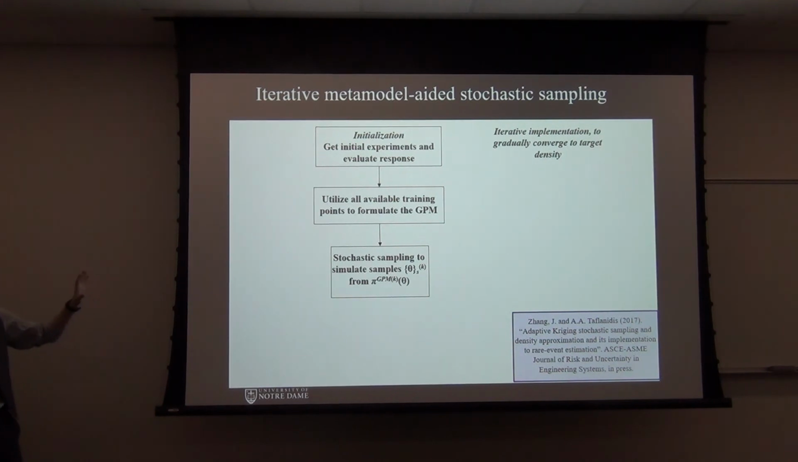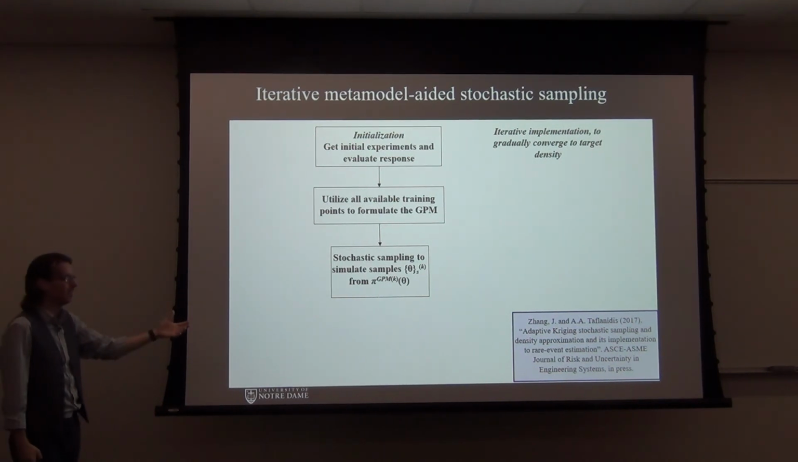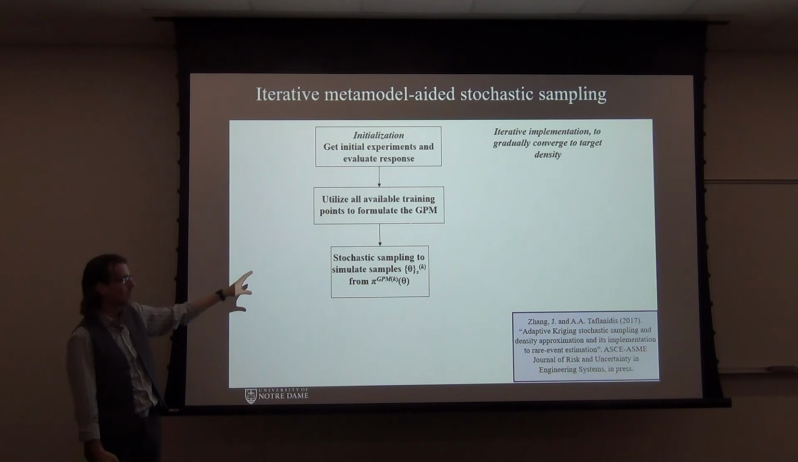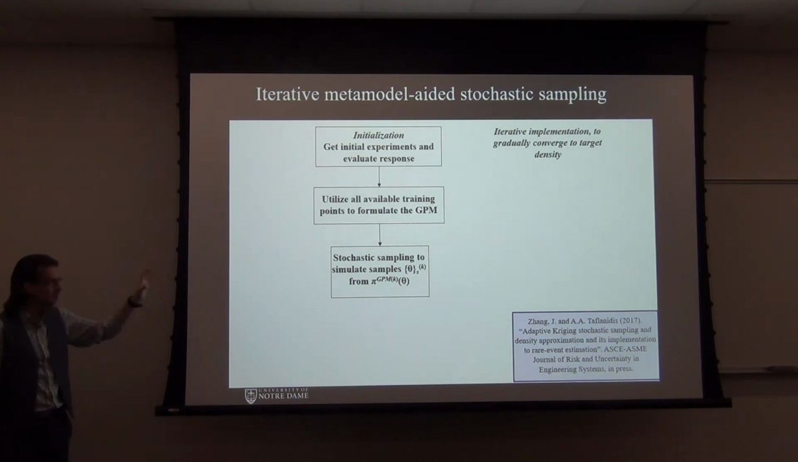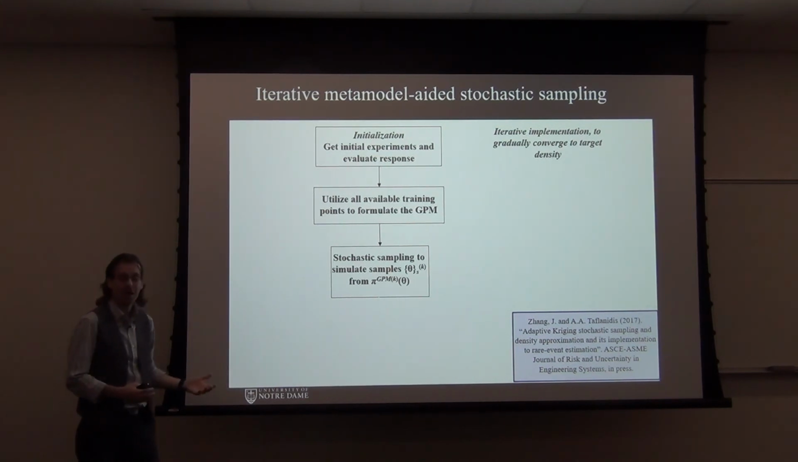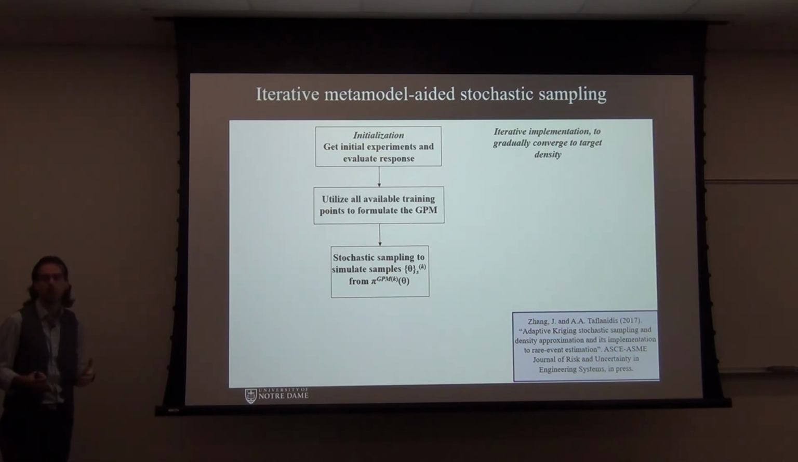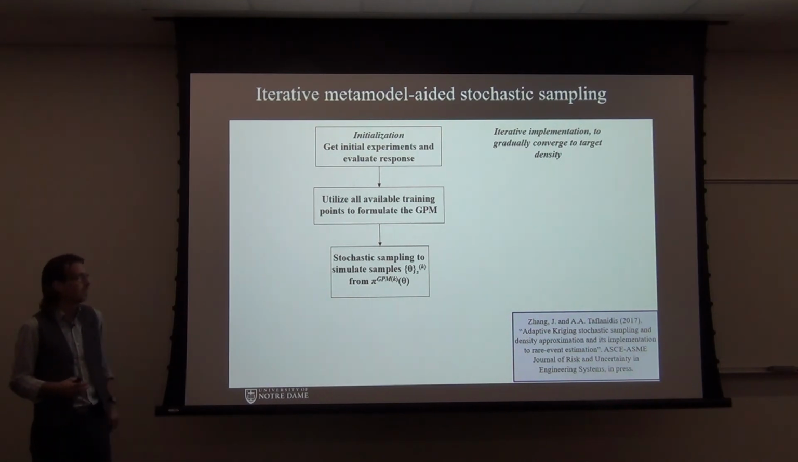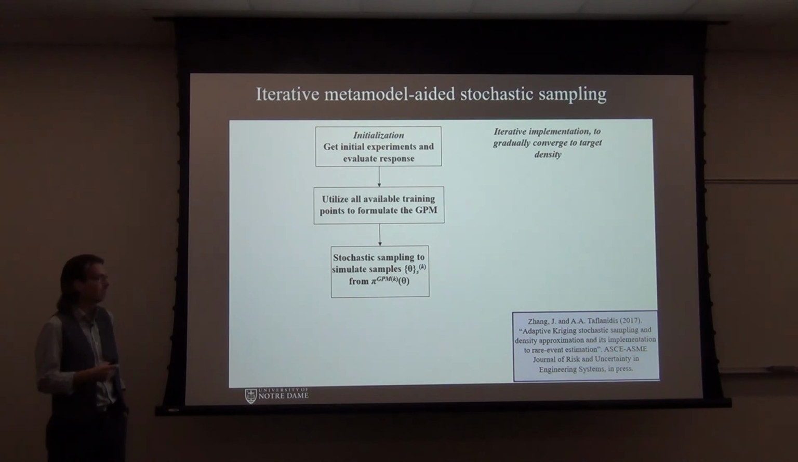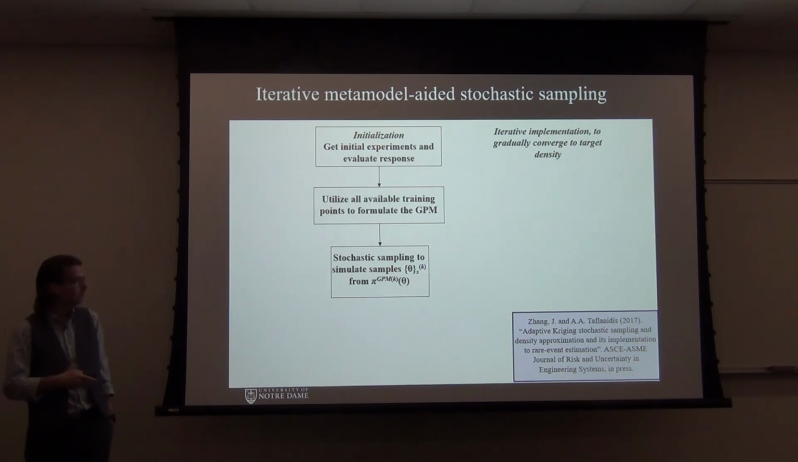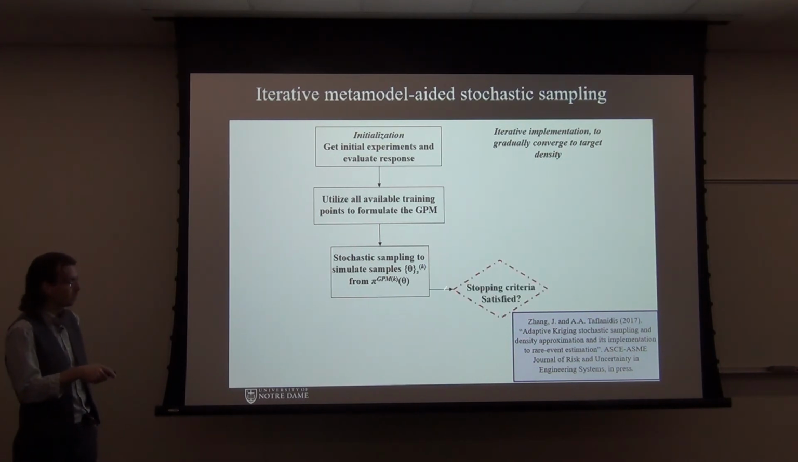But again, because we can do a lot of evaluations using our metamodel, we don't have a significant computational burden. Even though rejection sampling requires a lot of trials to get one independent sample, because you don't pay any significant computational cost for those trials, it ends up being very efficient in this setting. So in the iterative implementation, after we get some samples, we check whether our stopping criteria are satisfied.